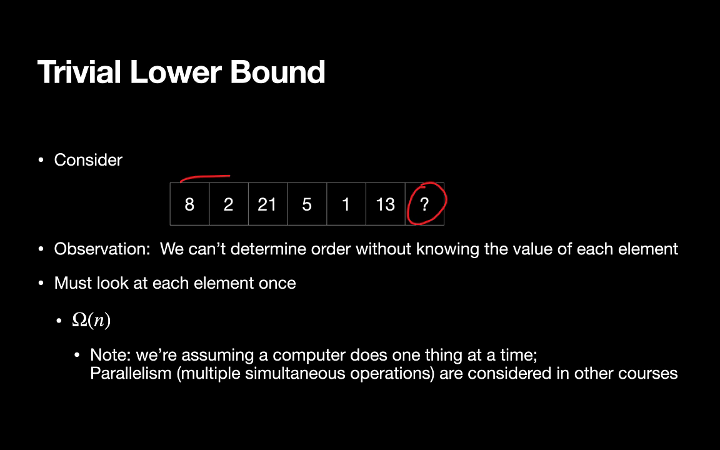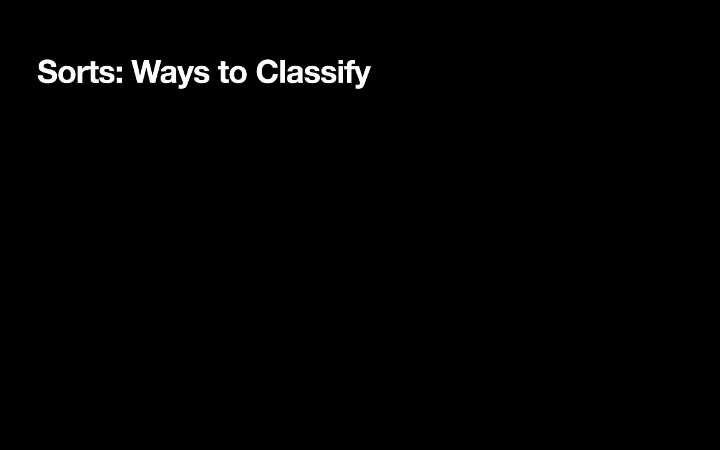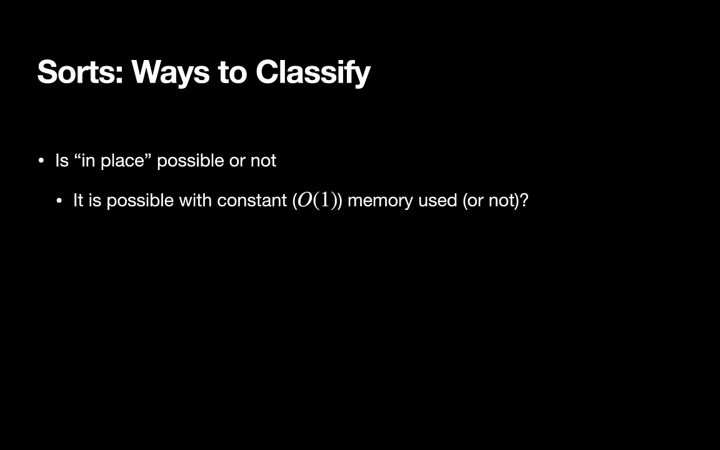Okay, so as we already saw, there are several different ways to classify sorts. One of the ways we can classify a sort is whether it is possible to do it in place or not. By in place, what we really mean is whether it's possible to do it with a constant amount of memory, or whether the memory used somehow depends on the amount of input data or the number of steps it has to go through.